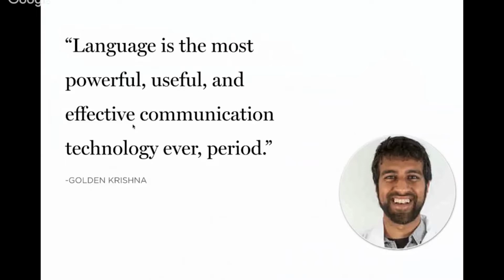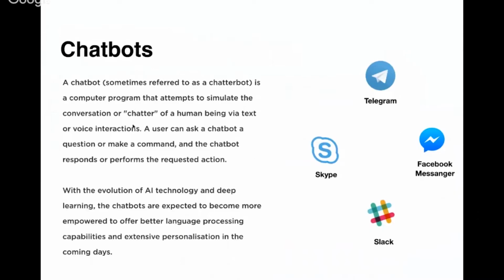As per Golden Krishna, language is the most powerful, useful, and effective communication technology ever, period. And that's why you can see, starting with chatbots, there are two types of interfaces these days: chatbots, and the other one is voice-based recognition systems. So let's see, what is a chatbot? A chatbot is a computer program that attempts to simulate conversation via text or a voice interaction. A user can ask a chatbot any question, make a command, and the chatbot will respond back and perform the requested action. With the evolution of AI technology, they are expected to become more empowered to offer better language processing capabilities.